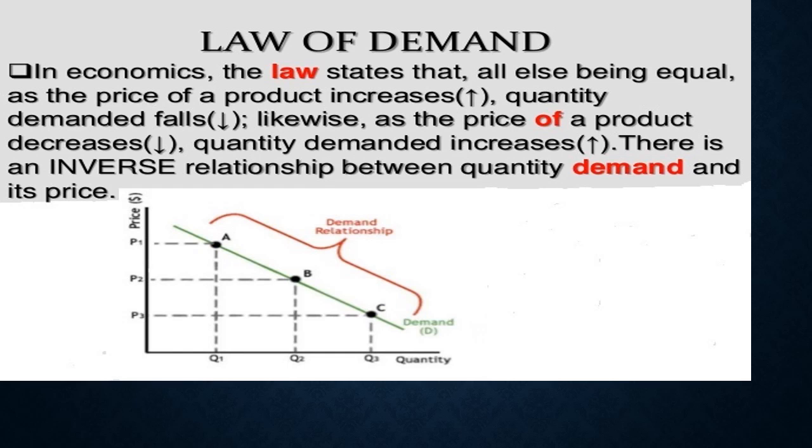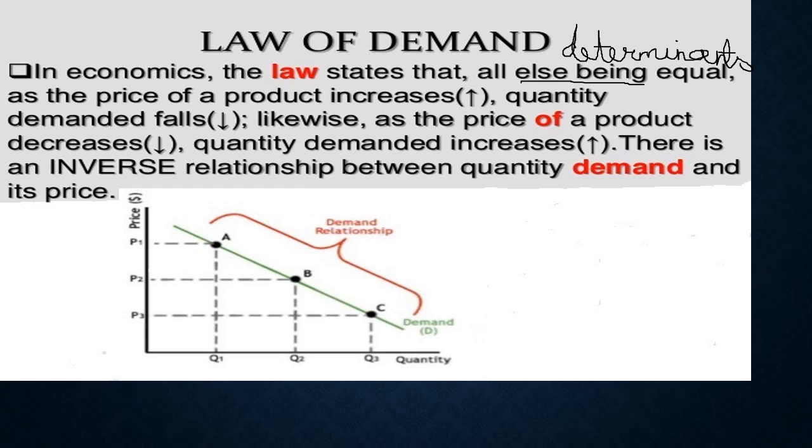So, Law of Demand states that all things being equal, that means all the determinants that we did yesterday, the individual demand determinants and market demand determinants, all the determinants are equal, that means all are constant. Fine. We are assuming that all the determinants are constant.